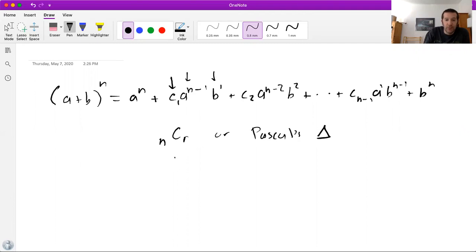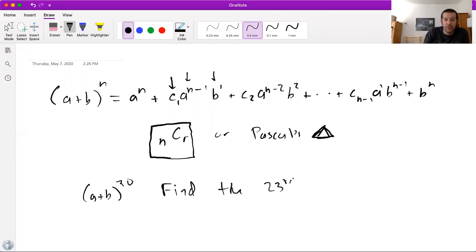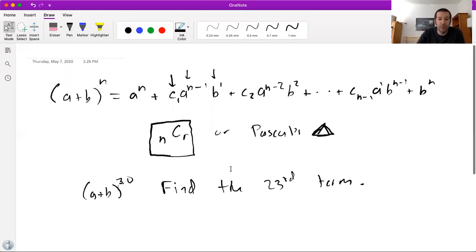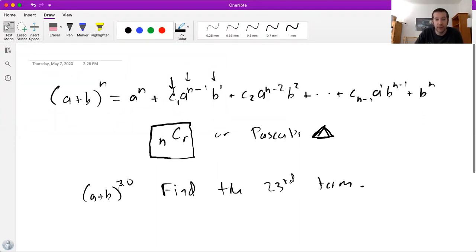The reason I want you to know how to do it this way is because there are going to come problems where you're not going to be able to use Pascal's triangle. They're going to be very large numbers. Like if I said (A plus B) to the 30th, tell me the 23rd term. This is a problem, and you're not going to want to figure out the 30th row of Pascal's triangle because that would take forever. So instead, that's when you would use nCr. But for the smaller ones, you can use Pascal's triangle. In the examples I'm about to do, you can use Pascal's triangle.